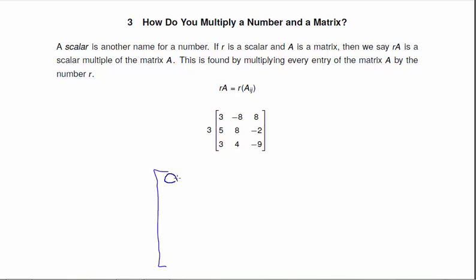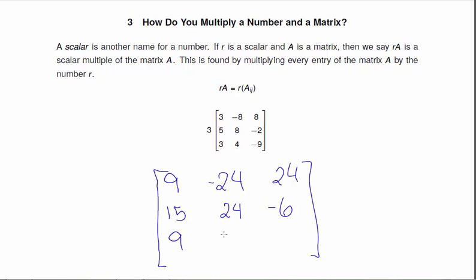3 times 3 is 9. 3 times -8 is -24. 3 times 8 is 24. 3 times 5 is 15. 3 times 8 is 24. 3 times -2 is -6. 3 times 3 is 9. 3 times 4 is 12. And 3 times -9 is -27.